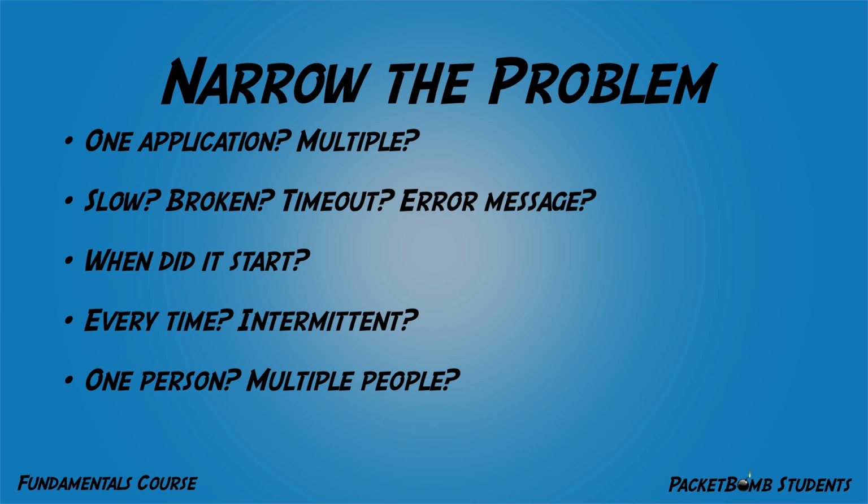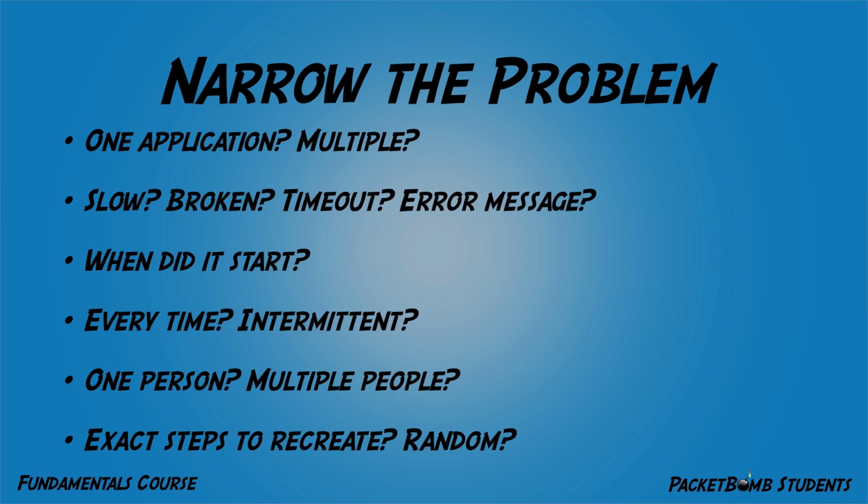Does it affect one person? Is it multiple people? Is it Bob, Harry, Dick, and Jane, and Sam? Or is it everyone on the floor? Try to understand the range, the scope of the people that this issue is affecting.